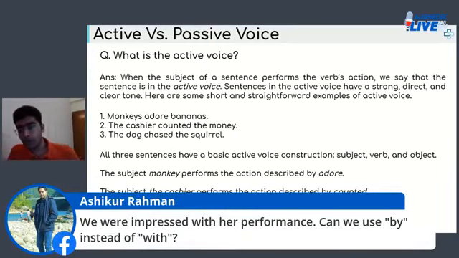Okay, we were impressed with the performance. Can we use by instead of with? We can. There are certain words or phrases or sentences where you can actually replace the preposition in the sentence with other prepositions. So in this particular case, we were impressed with the performance. I think by is more appropriate in this case. So we were impressed by her performance.